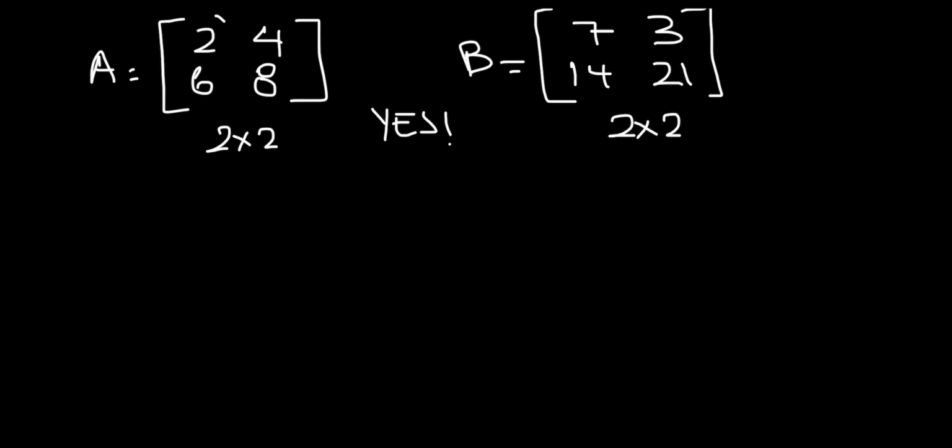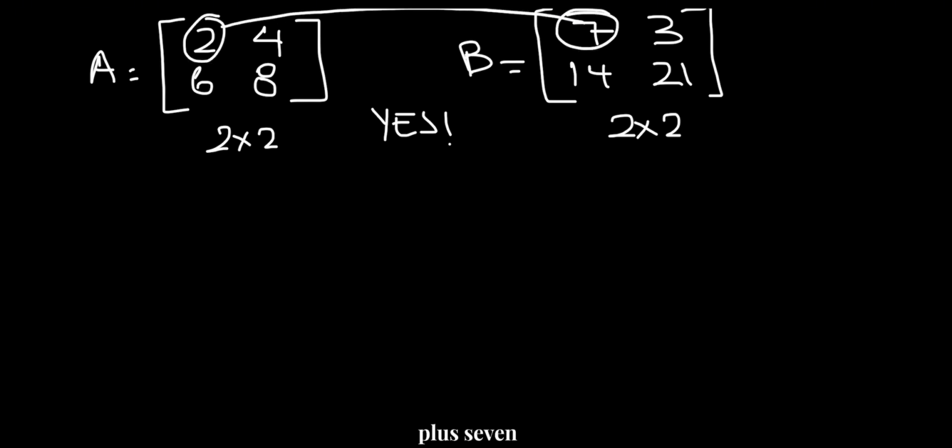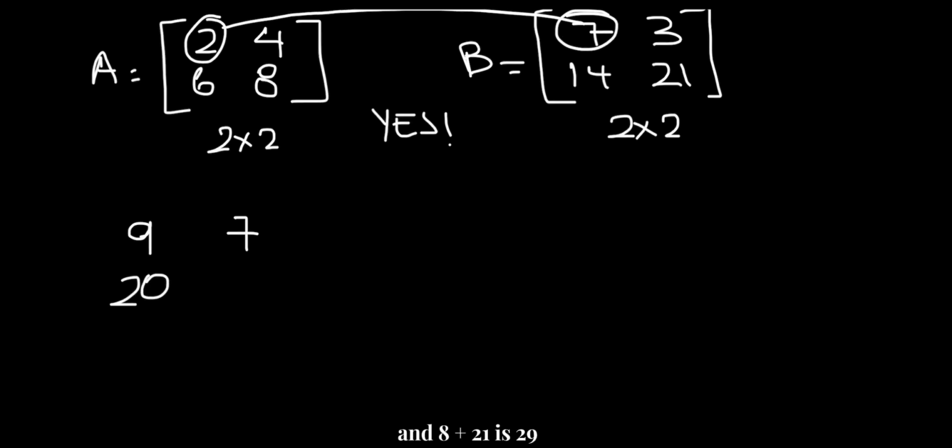2 plus 7 is 9. 4 plus 3 is 7. 6 plus 14 is 20. And 8 plus 21 is 29.